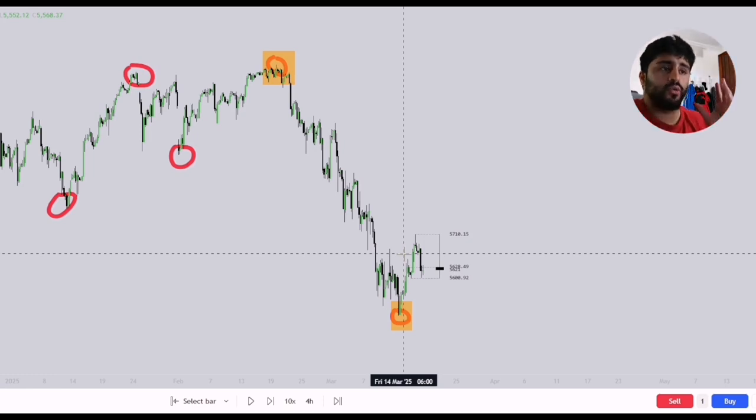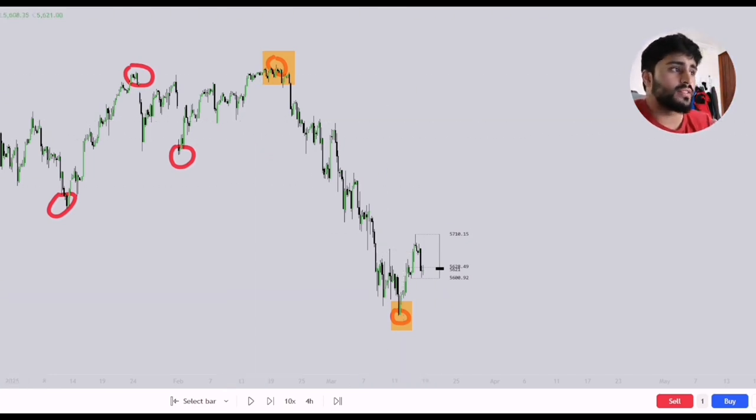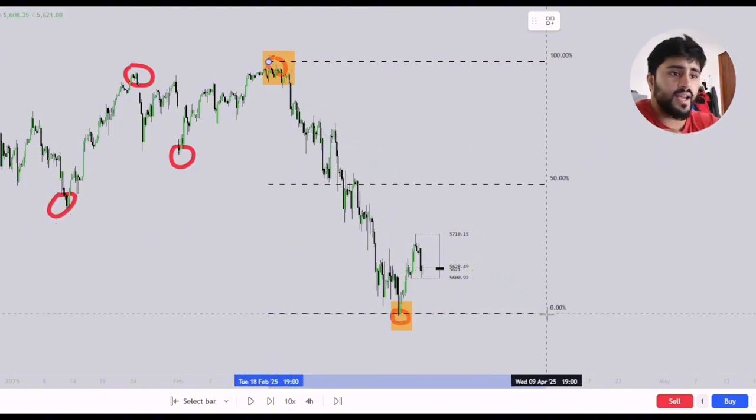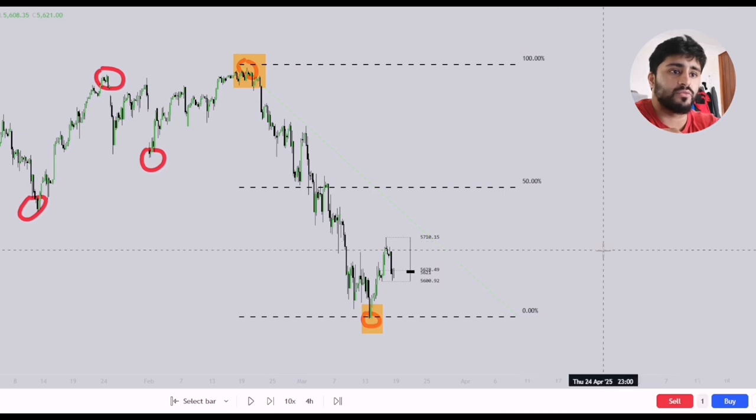But once you have your dealing range, you are simply projecting the Fibonacci tool from the swing high, down to the swing low like this. And so this is essentially our dealing range, from the swing high down to the swing low.